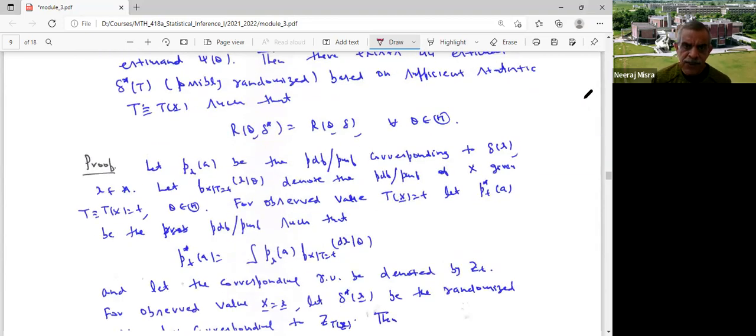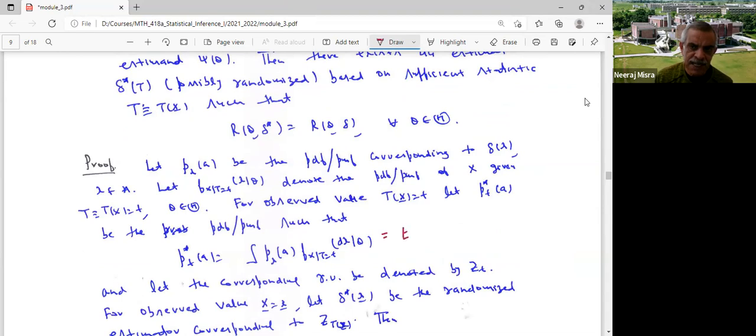So what you do is, because every randomized estimator has a probability distribution associated with it, it has a probability mass function or a probability density function. So what it says is you construct a new probability density function, which is the expected value of the old probability density function given T equals t.